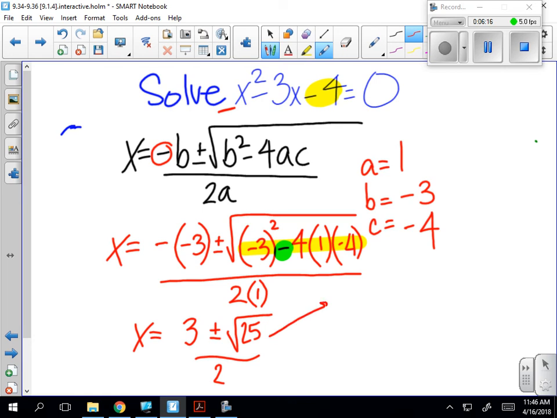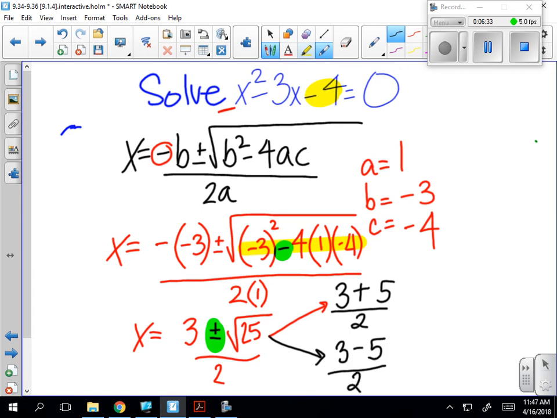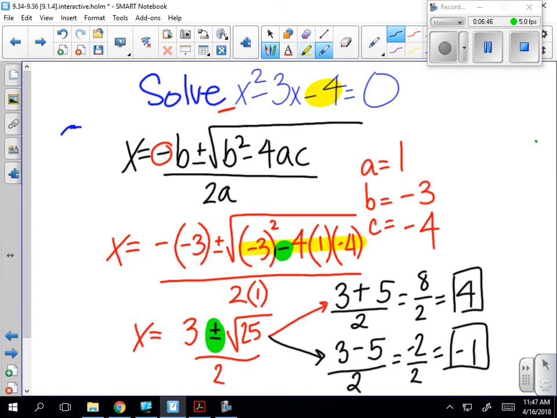So the two equations that I'm going to solve are, because I have a plus minus, the first one is 3 plus the square root of 25, which is 5, and then divided by 2. The next one is 3 minus the square root of 25, 5, divided by 2. So 8 divided by 2 is 4. Negative 2 divided by 2 is negative 1. And that is how you solve a quadratic using the three methods: factoring, completing the square, and the quadratic formula.